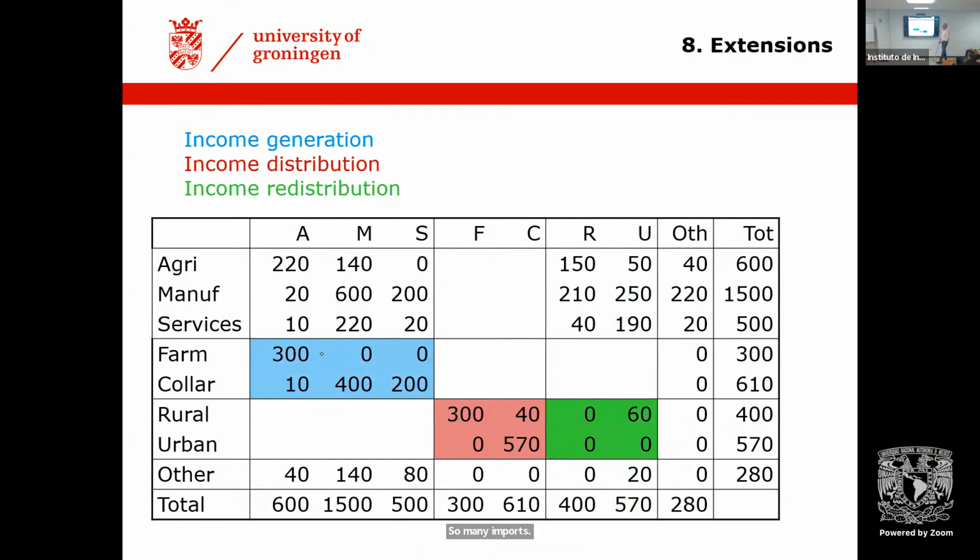So I have here, and that is what makes a social accounting matrix much more rich than an input-output table. An input-output table has roughly this part, and of course the final demands. But here is where the income is generated. Here it's distributed. The income is distributed to households, and here it's redistributed. So for a lot of political questions, in particular, these two parts are very important: the distribution and redistribution of income.